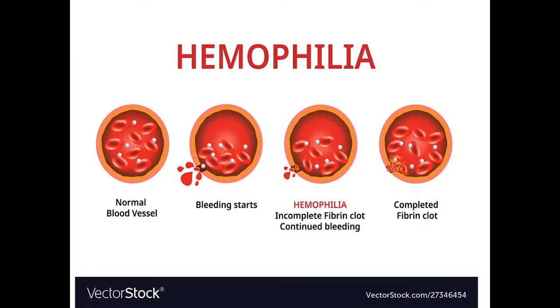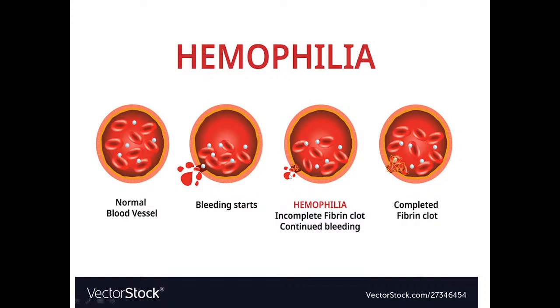Student, in this slide you can see an explanation of the mechanism of bleeding when the patient has the disease hemophilia. Now, in the first picture you can see the normal blood vessels, and when these blood vessels get injured, the bleeding starts.